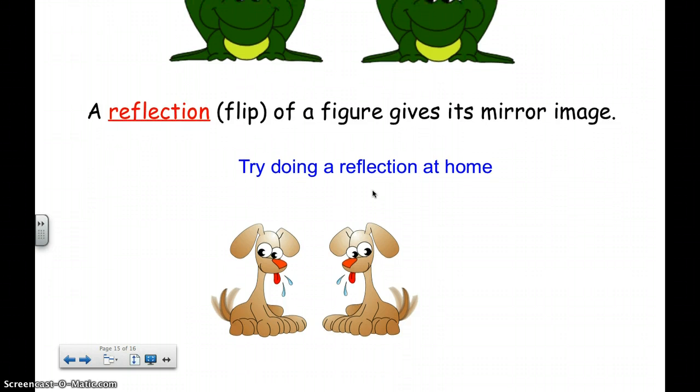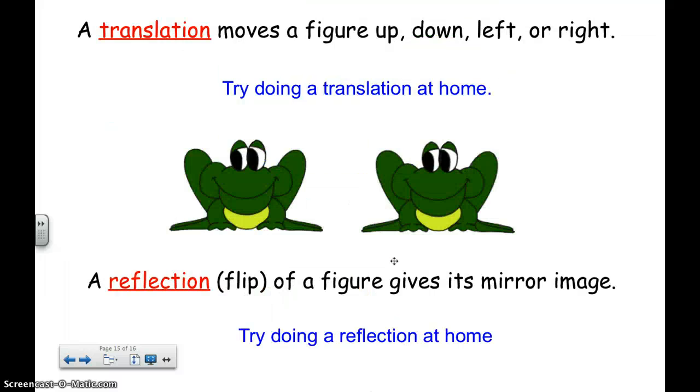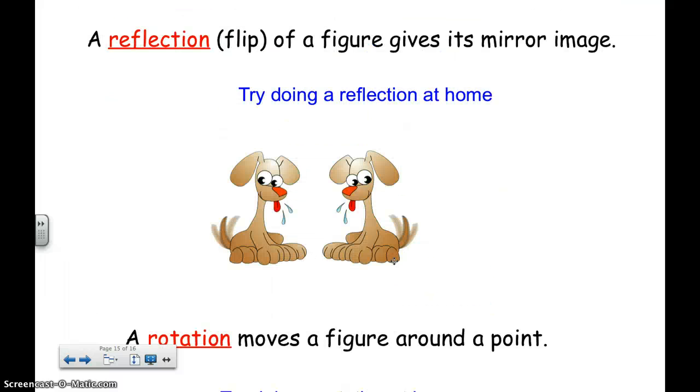A reflection is a flip. So this right here is a flip because this little puppy dog, he flipped from here to here. So that would be a reflection. So if you wanted to try a reflection at home, you could. You can try doing a translation with your body at home.